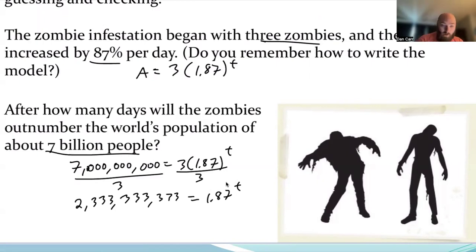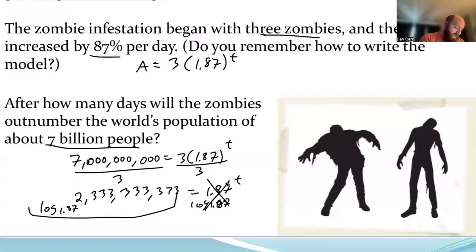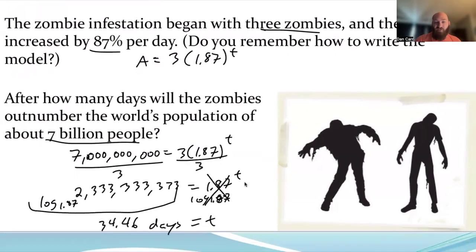Now I can do log base 1.87 to both sides. Remember, log base 1.87 cancels out the exponential. So this is what I'm going to put in my calculator: log base 1.87 of 2,333,333,333. When I do that, I get about 34.46 days for t. So now we can have an exact value versus a rough estimate.